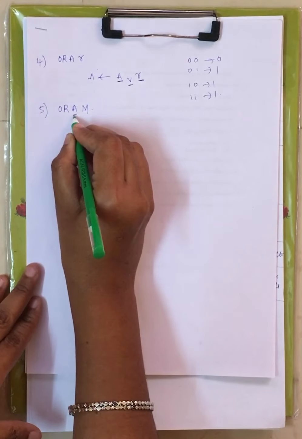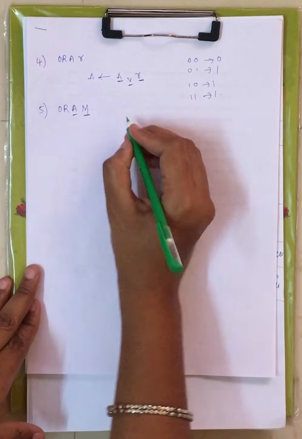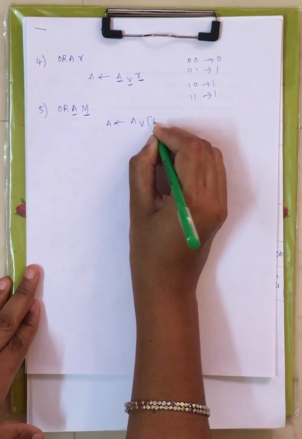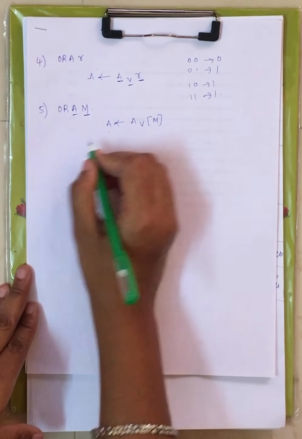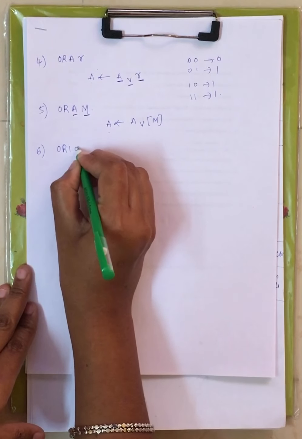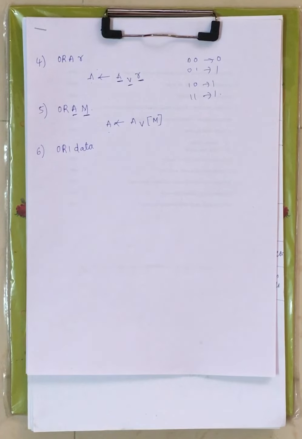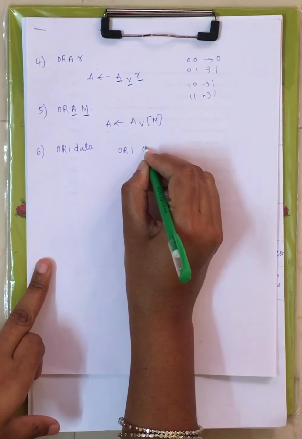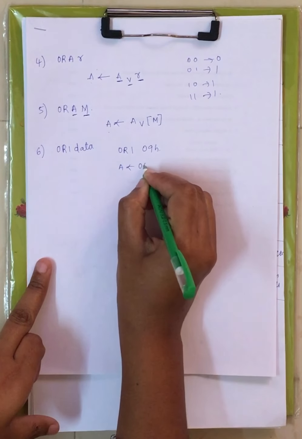Now the contents of the accumulator and the contents of the memory location. Between these two contents you are performing what? Logical OR operation, and the result is stored in A itself, right? Now coming to the 6th instruction, ORI data. I can give an example, ORI 09H. Now A is storing 05H.